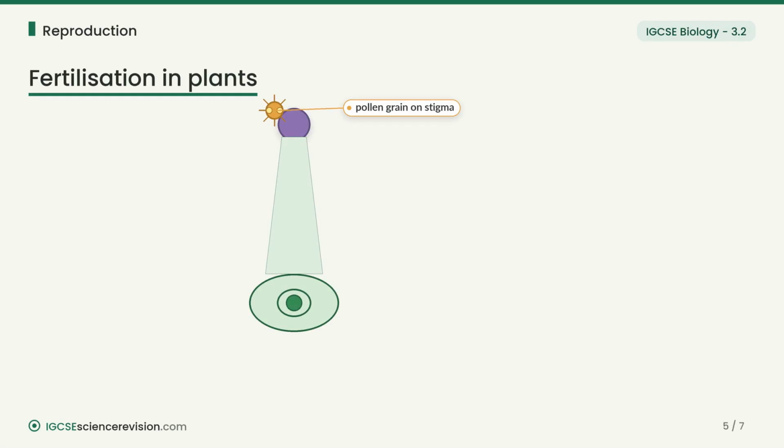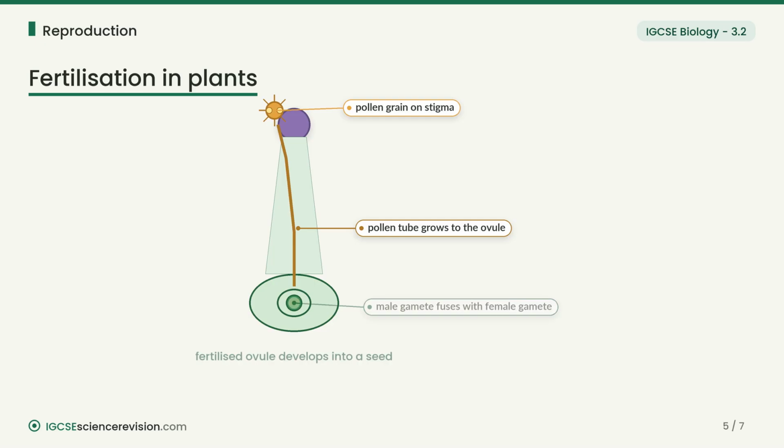In flowering plants, a pollen grain lands on the stigma at the top of the carpel. The pollen grain grows a pollen tube through the style towards an ovule. A male gamete travels down the tube and fuses with the female gamete inside the ovule. The fertilised ovule develops into a seed.